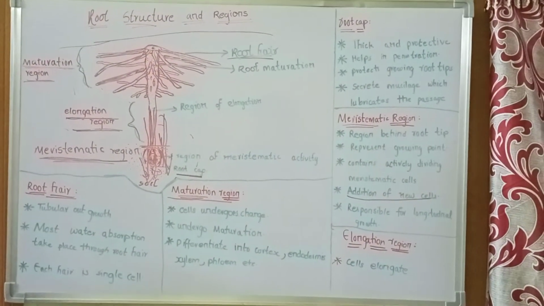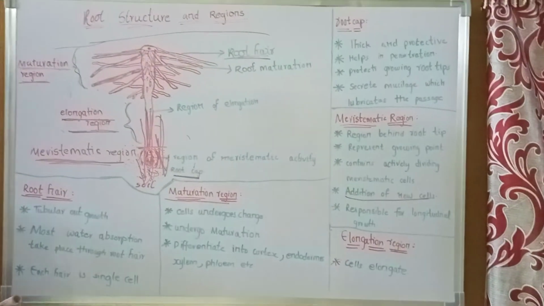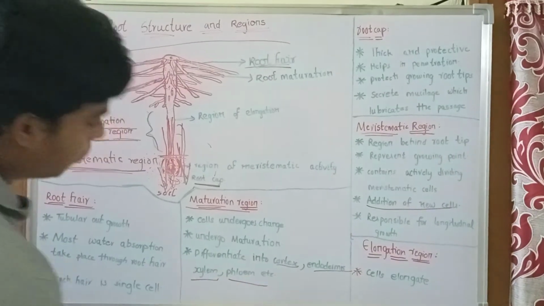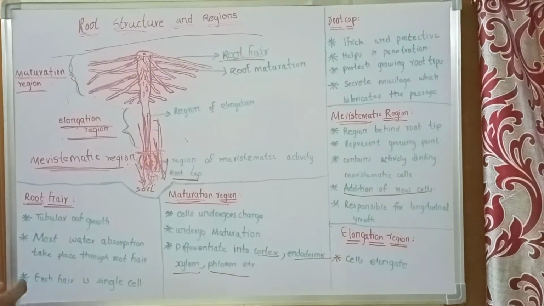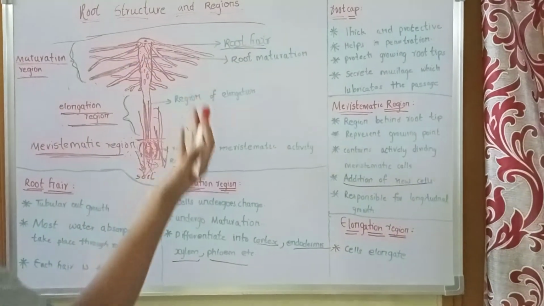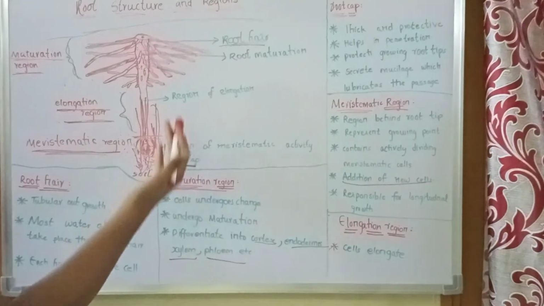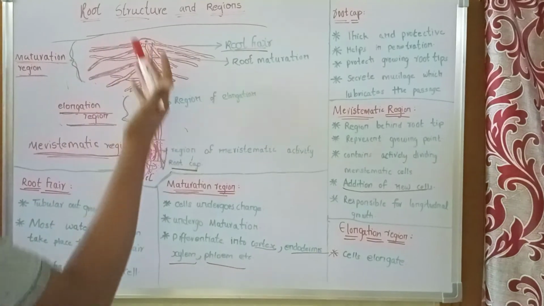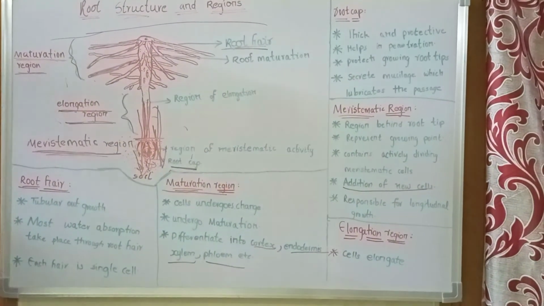Like the cortex, endodermis, xylem and phloem. The cortex has a different activity, and the epidermis has a different activity. Xylem, as you all know, is commonly a water-conducting tissue, and phloem is a food-conducting tissue.